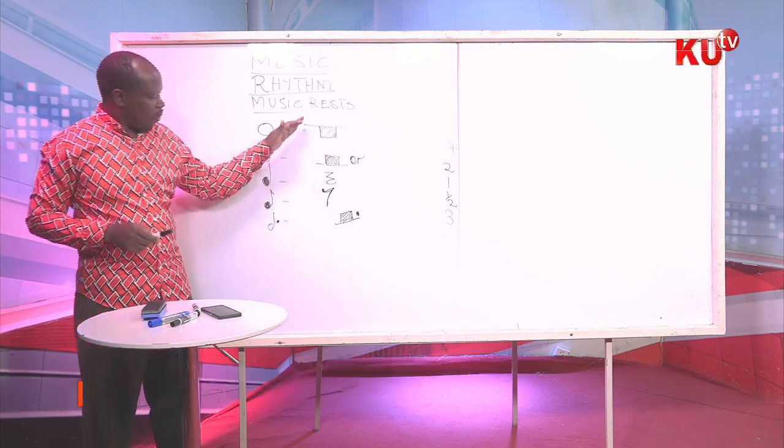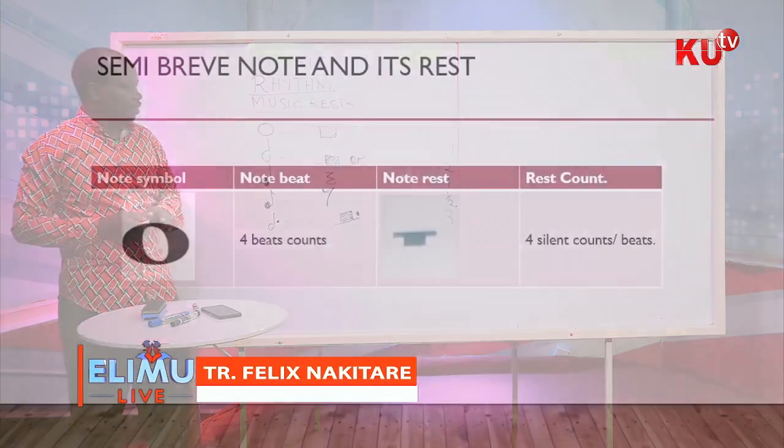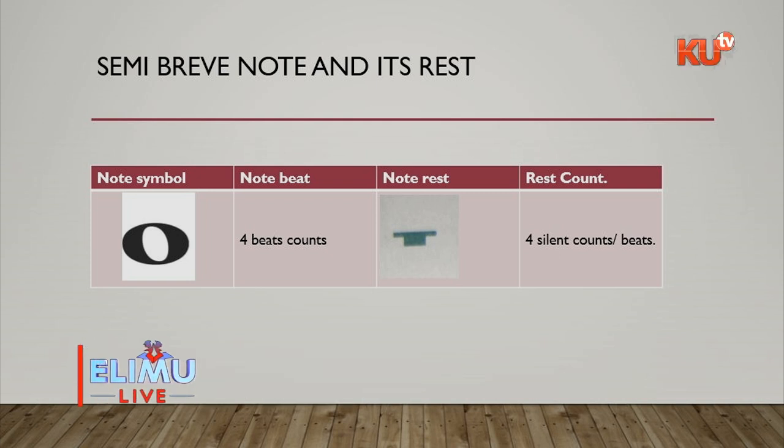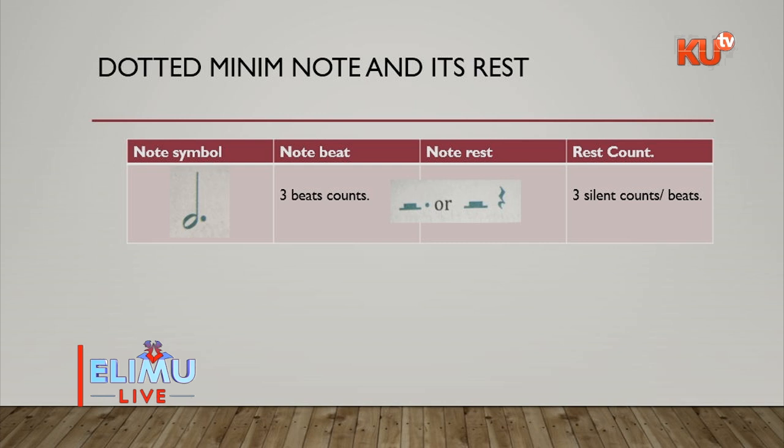So we have our 5 rests. The one representing our semi-breve, which is equivalent to 4 beats. And when we come to rest, it is silent. When we come to beats, we have to produce sound. Then we have our minim, we have its rest there, as we can see. For our minim, it is opposite of what we have as the semi-breve.